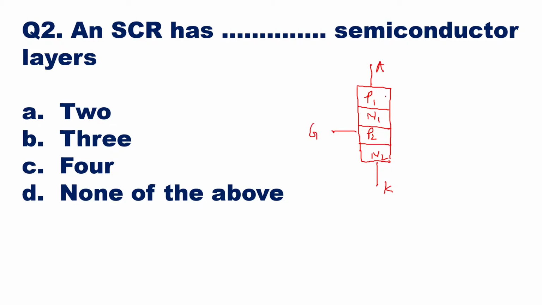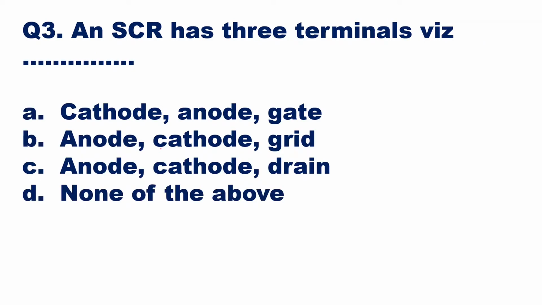So how many semiconductor layers is it having? You can see here, this is the first layer, this is the second layer, this is the third layer, and this is the fourth layer. So it has four layers. So the answer will be 4 for an SCR. So an SCR has 4 semiconductor layers. Option C will be the right answer here. You can see option C, 4 layers, is the right answer for this question. Then we'll go to question number 3.